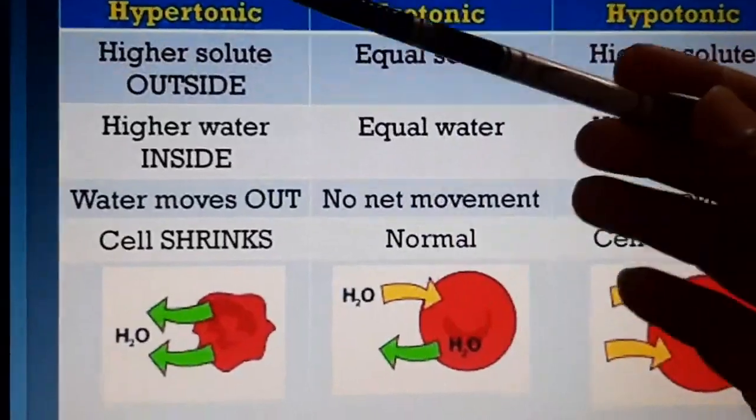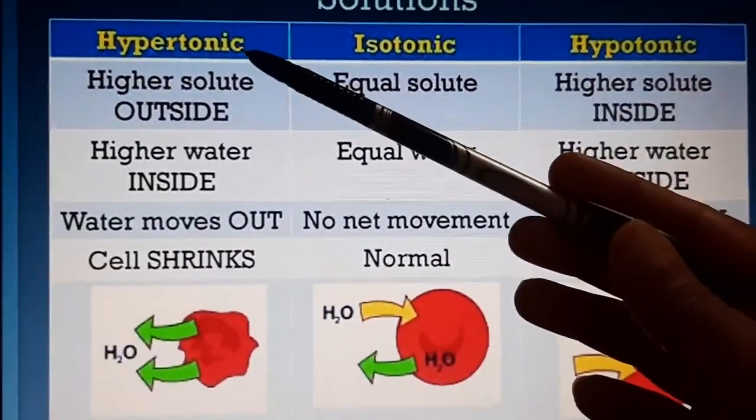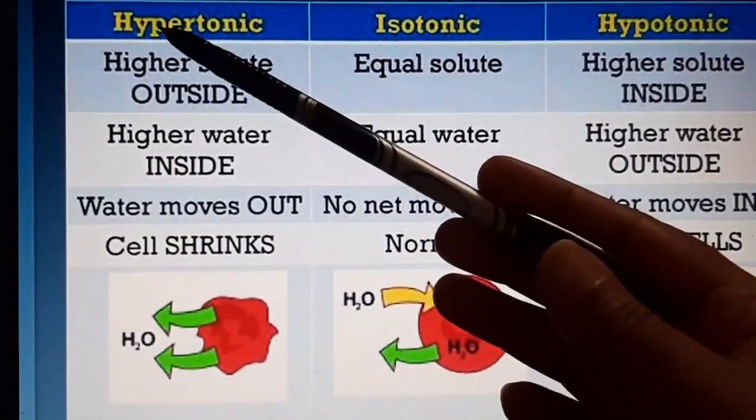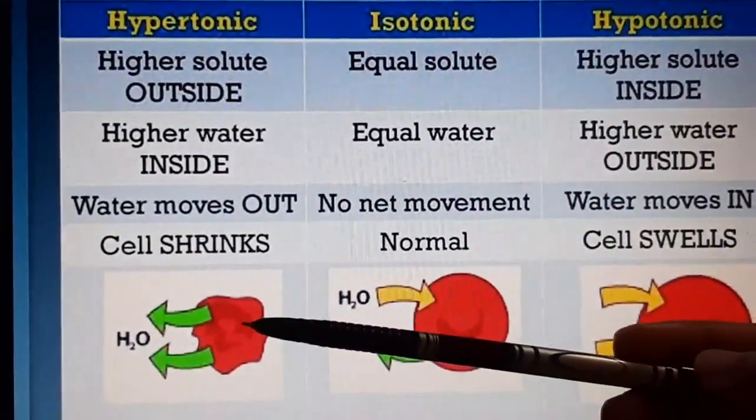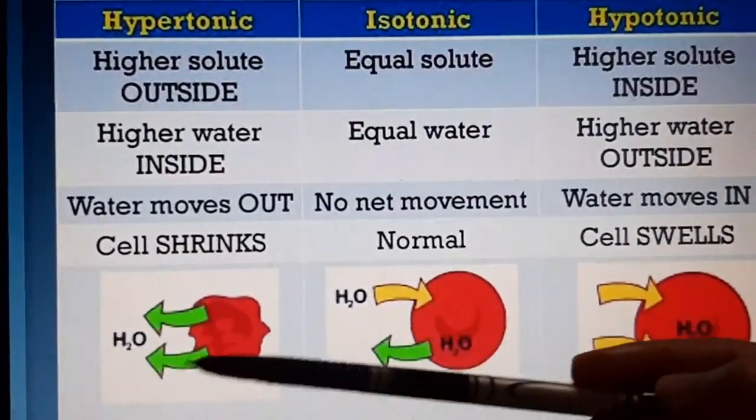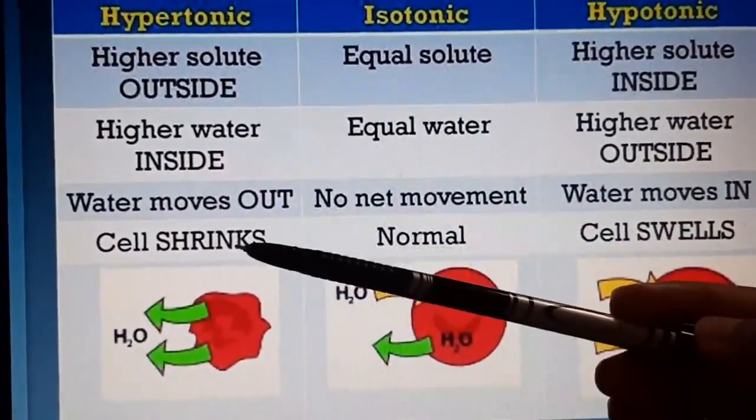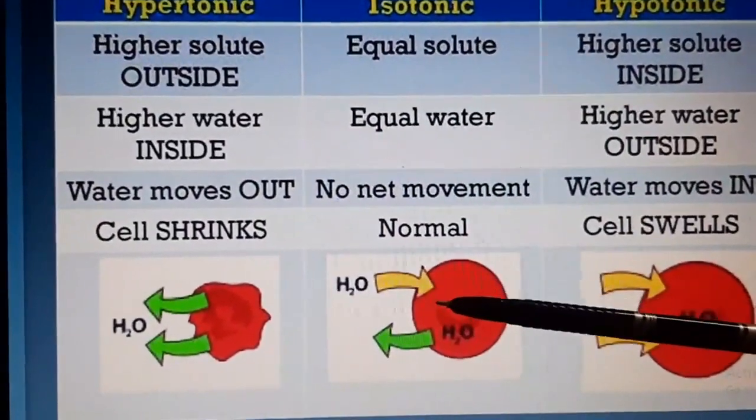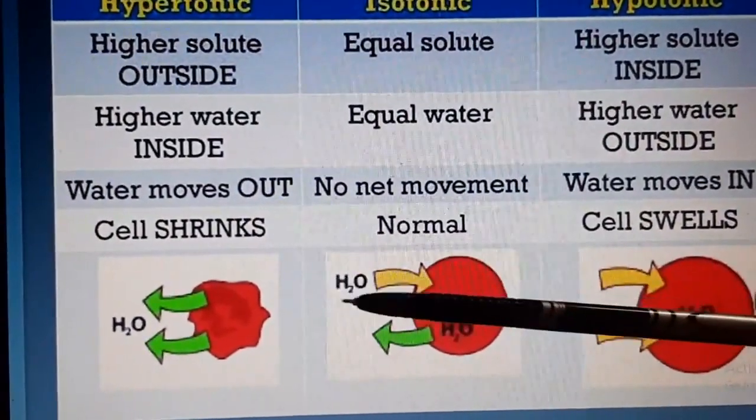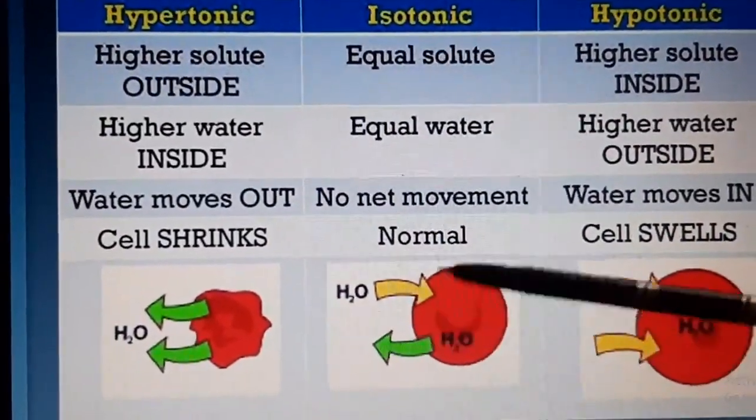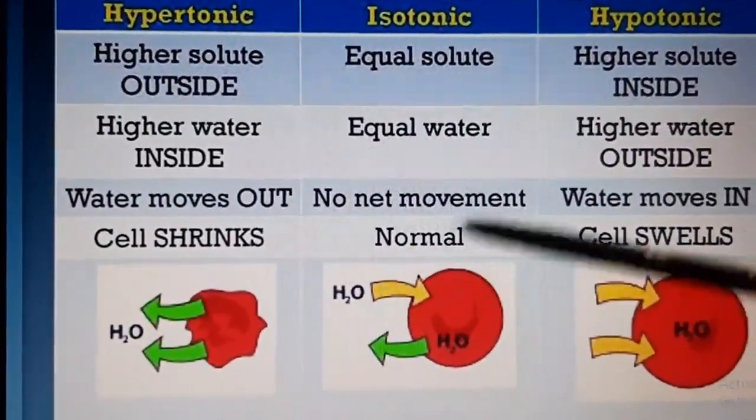So I am repeating again. In hypertonic solution, there is high concentration of water inside the cell and low concentration of water outside the cell. So water moves out. So cell shrinks. In isotonic solution, iso means same. So there is equal concentration of water inside and outside. So there will be no net movement of the water across the membrane. So the cell shape is normal.